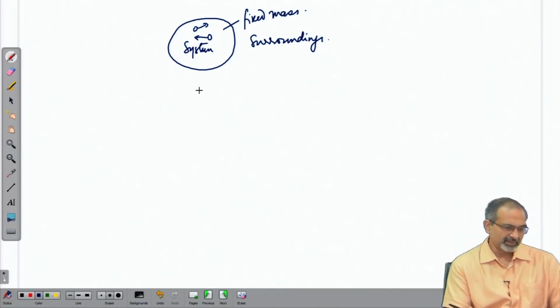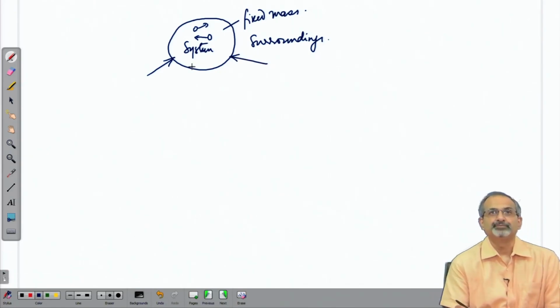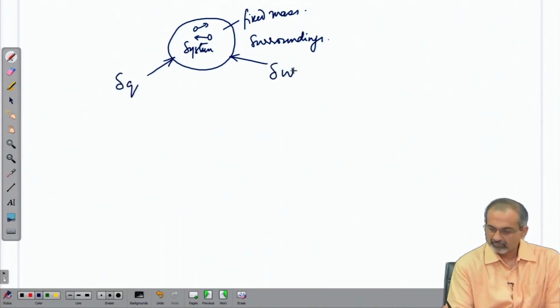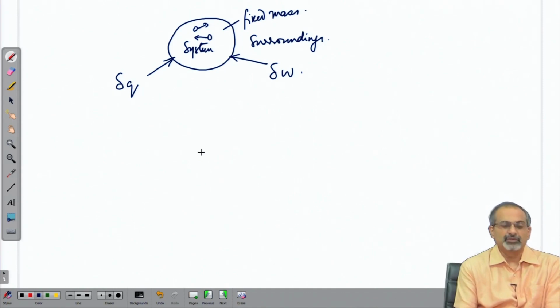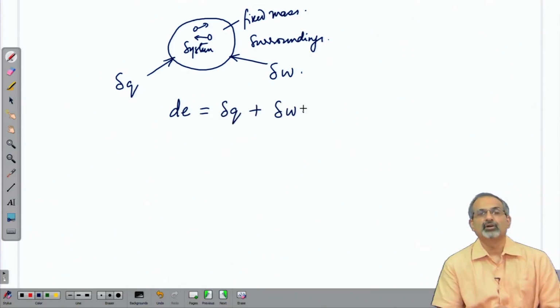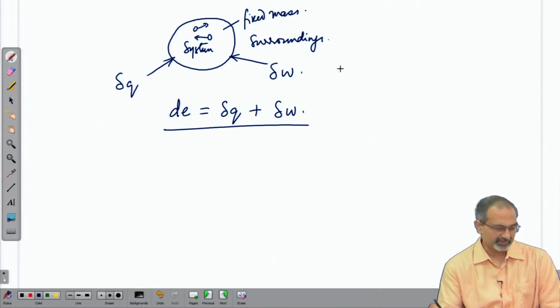And how it can exchange energy, or rather exchange heat and work with the surroundings, could be represented like this: different kinds of heat and work exchanges would lead to a change in the internal energy of the gas.